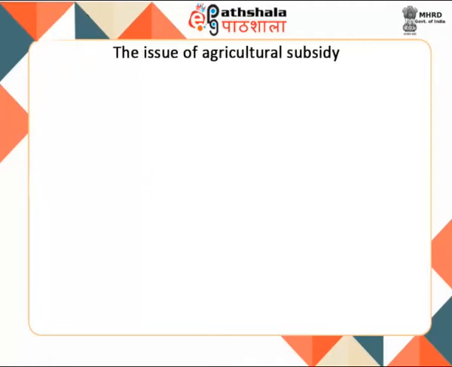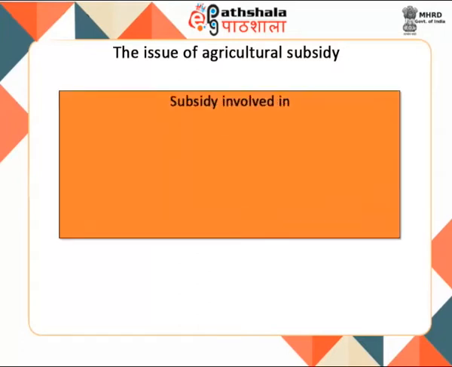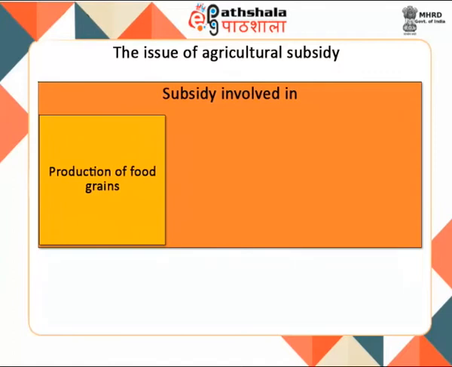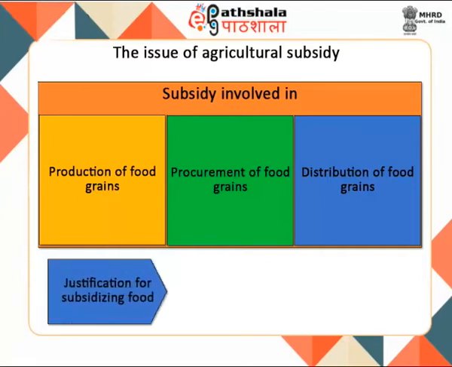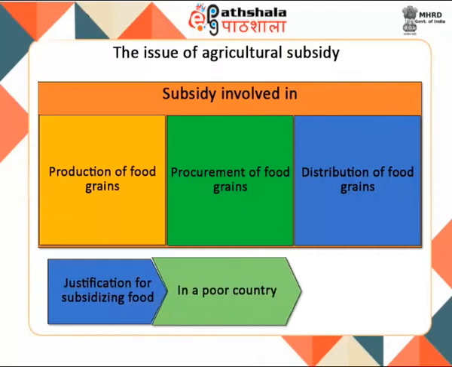The issue of agricultural subsidy. Another aspect of food security is the element of subsidy involved in production, procurement, and distribution of food grains. Provision of subsidy to the agricultural sector for production and to the poor for consumption has been raised in the WTO as well. Justification for subsidizing food in a poor country like India cannot be contended.